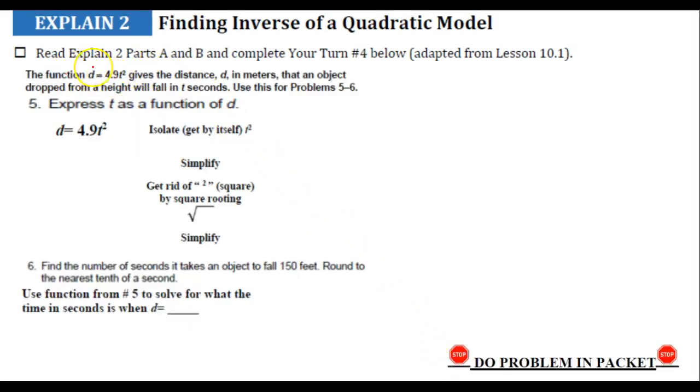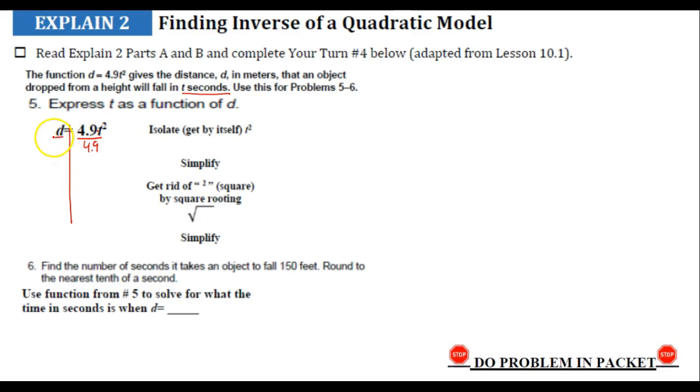Let's go on to part B. So here it says here's a function, d equals 4.9 t to the second power, where d stands for distance in meters, and an object is being dropped from a height and will fall for a certain number of seconds. They're going to ask us to express t as a function of d, so we're going to solve for t.